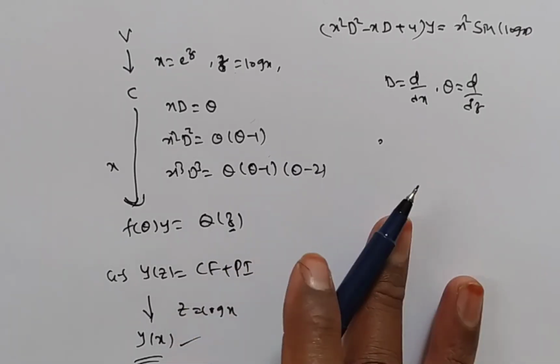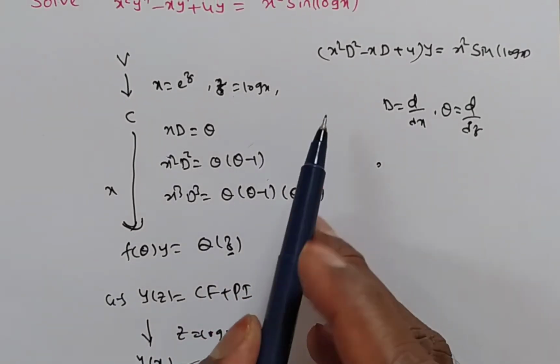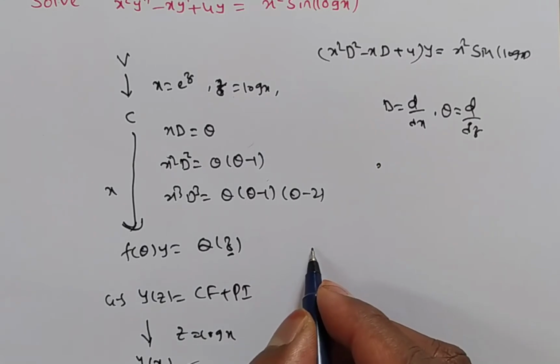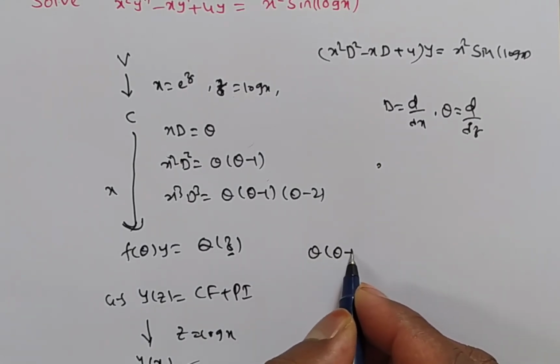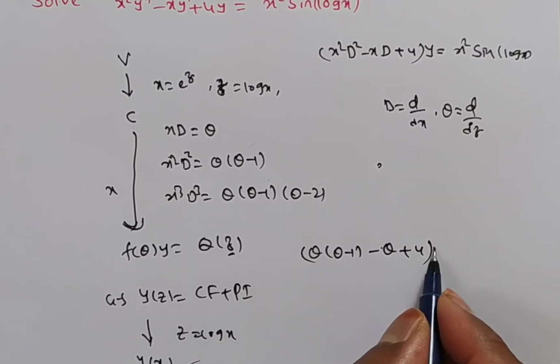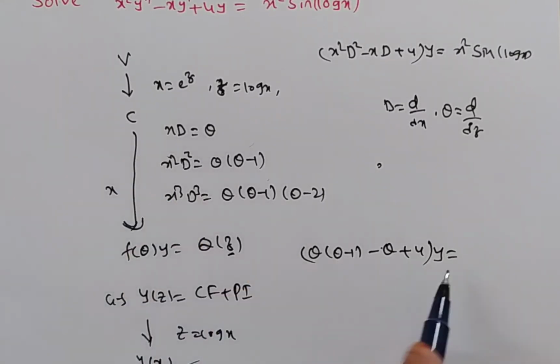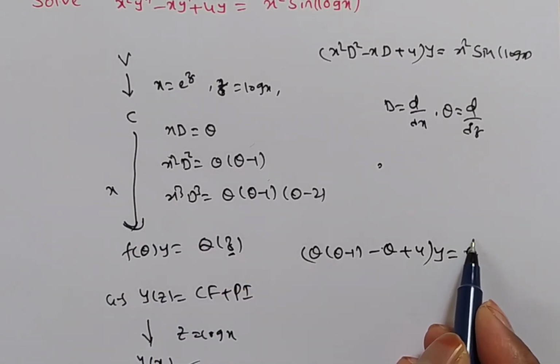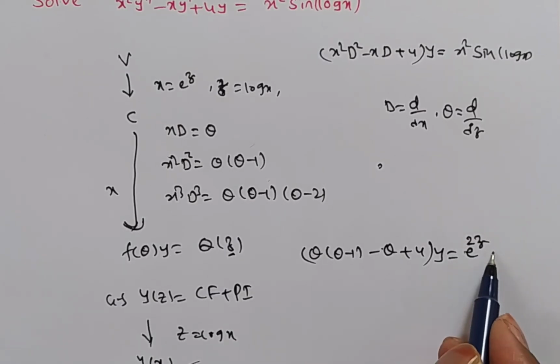Now I am solving the given differential equation. In place of x square d square, what do I have to substitute? Theta into theta minus 1, minus xd, is nothing but theta, plus 4 into y is equal to x square. What is x? You have e to the power of z. So e power z whole square is nothing but e to the power of 2z.